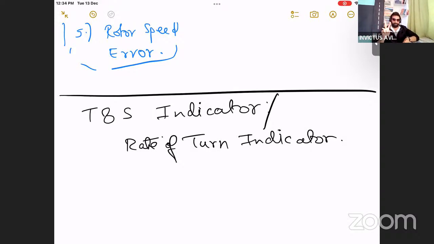In this, there are 2 elements, similar to the turn coordinator. In the turn coordinator, we had 2 elements. One that will show us the turn 3 degree to the right or the left. Second, whether skid or slip. So there are 2 elements in the turn coordinator. In the turn and slip indicator or rate of turn indicator, also known as turn and bank indicator, there are 2 elements.